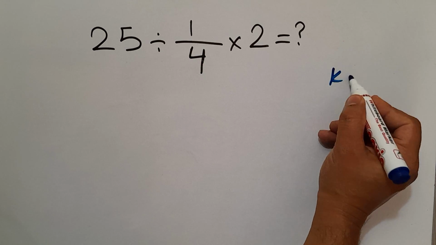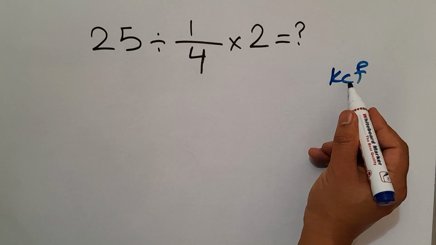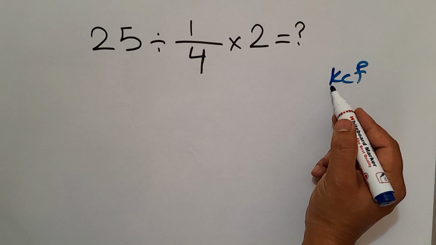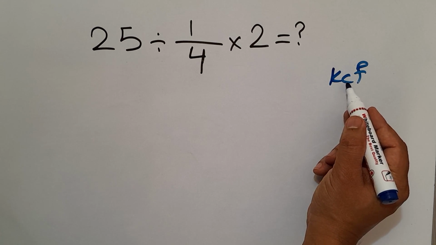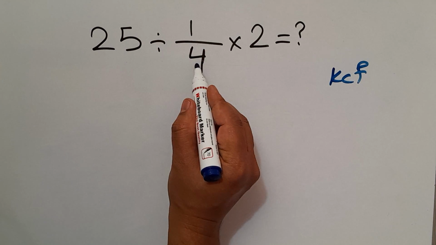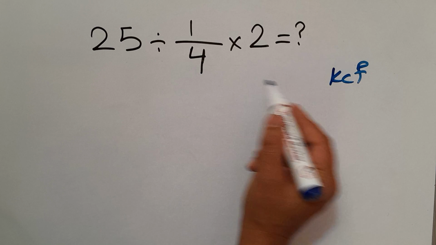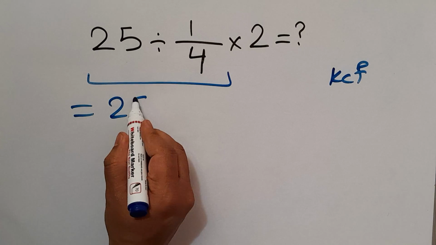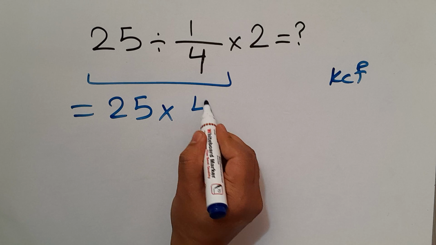According to the KCF rule, K stands for keep, C stands for change, and F stands for flip. Keep the first fraction, change division to multiplication, and flip the second fraction. 25 divided by 1 over 4, based on this rule, can be written as 25 times 4.